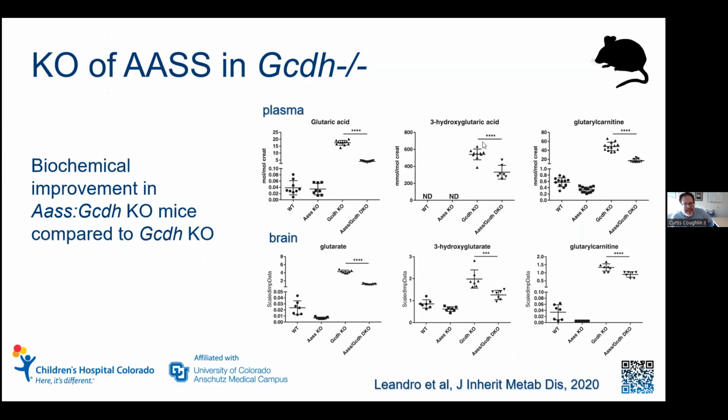which most of us think is the most important biochemical metabolite here, in both plasma and brain, we can see that the double knockouts have less than the GA1 knockout, suggesting that if you knock out that pathway, if you inhibit that pathway, you're going to improve the biochemistry. So that's a really nice example that this could work.